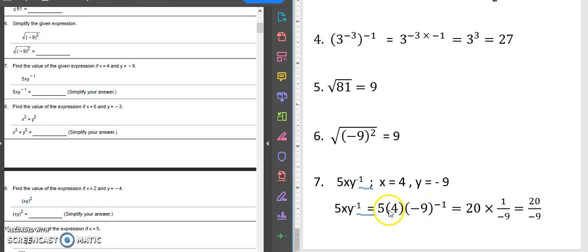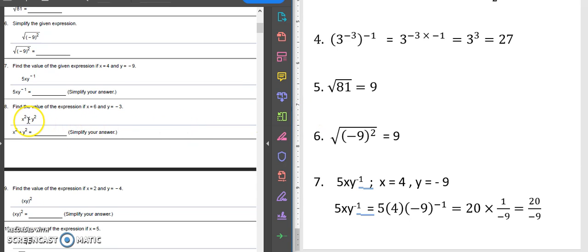So you can't do 5 times 4 is 20, and then 20 times -9. You have to change the -9 to the -1st power and apply that negative exponent rule, and then you have 1 over -9, and then you multiply it by the 20. So you end up multiplying across the top, and that is how your final answer results in being 20 over -9. And we have time for one more.